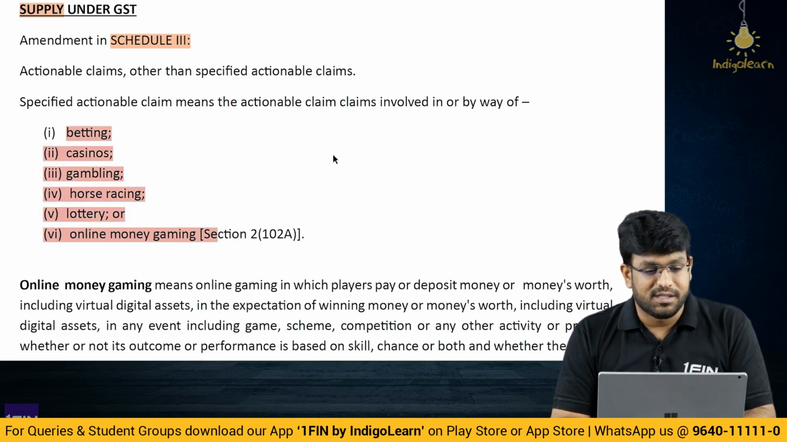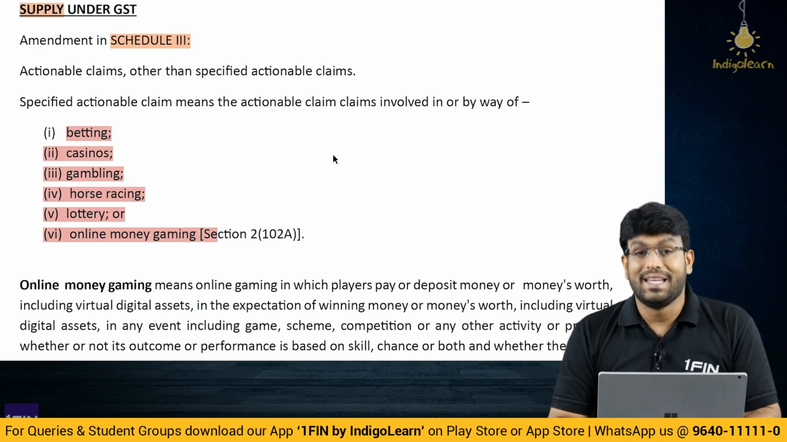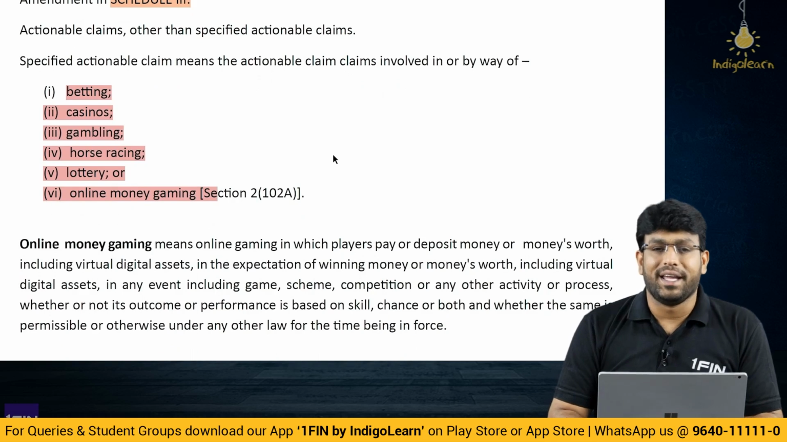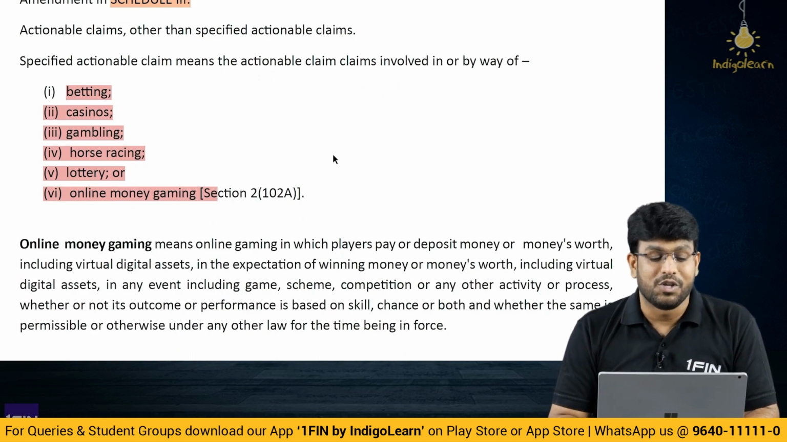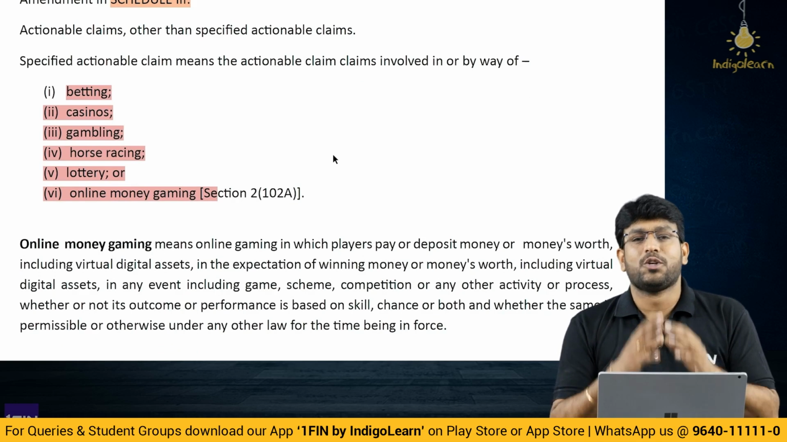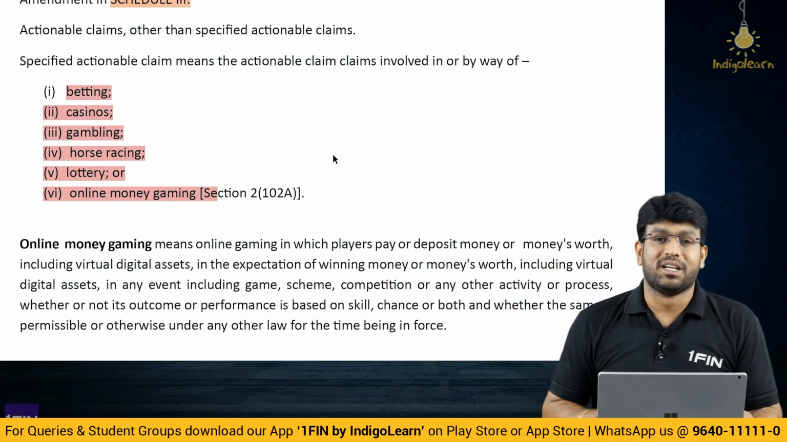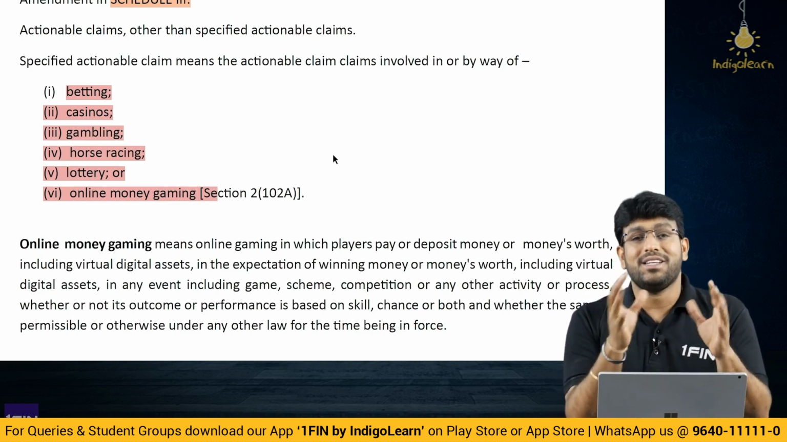Specified actionable claims covers betting, casinos, gambling, horse racing, lottery, online money gaming. So betting, gambling, horse racing, casinos, online money gaming, lottery, these are all covered in specified actionable claims, my dear friends. That means on all this, GST will apply.